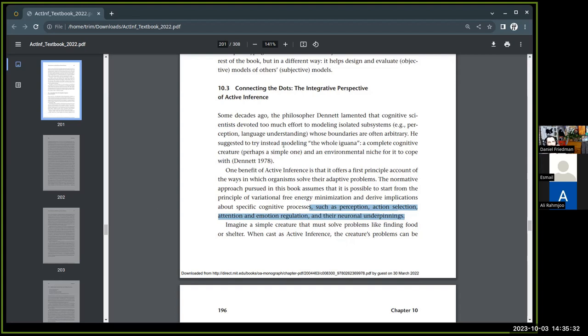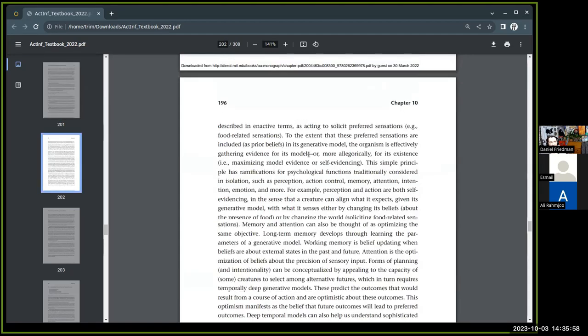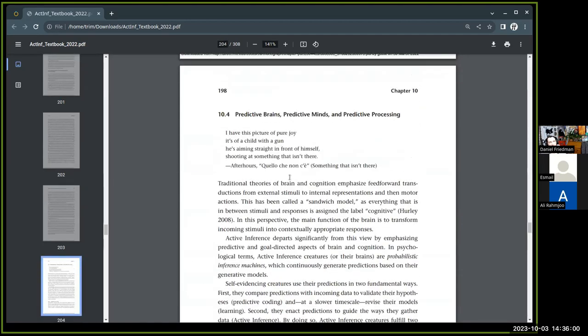Great. And the first paragraph references this direction in cognitive science, which is rather than to develop a simple or advanced model of one cognitive phenomenon separated out from the others, the suggestion of Daniel Dennett in 1978 was to model a whole iguana, a complete cognitive creature, perhaps a simple one. But 10.3 reiterates the way that active inference can be used to connect dots and integrate across cognitive phenomena. Okay, 10.4, Predictive Brains, Predictive Minds, and Predictive Processing.